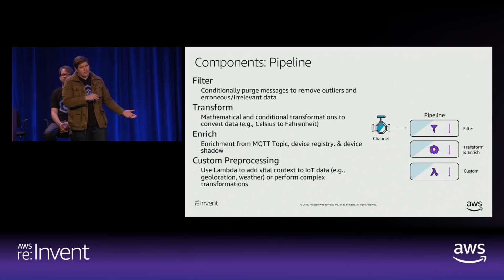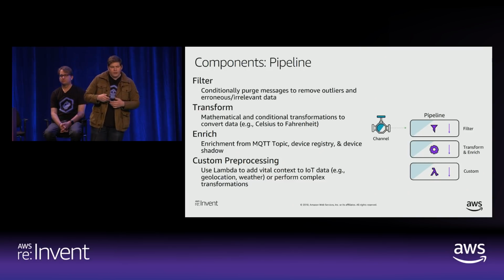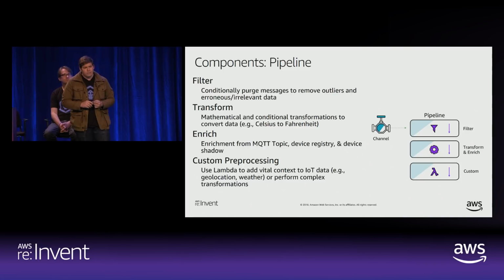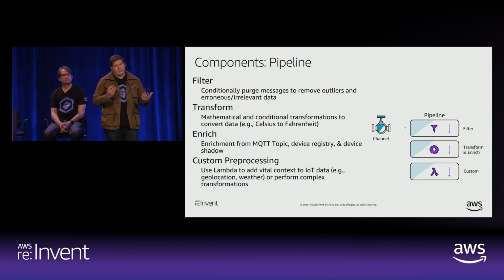The data that comes in from a channel is then sent to a pipeline. And you can have a channel feed a number of different pipelines. So there's an end-to-end relationship here. In these pipelines, you can do filtering, so you can purge outliers and remove any irrelevant data that you have. You can do some transformation. Typically, we have customers that are taking amperage readings and converting them to a variable, or they're converting Celsius to Fahrenheit, things like that.